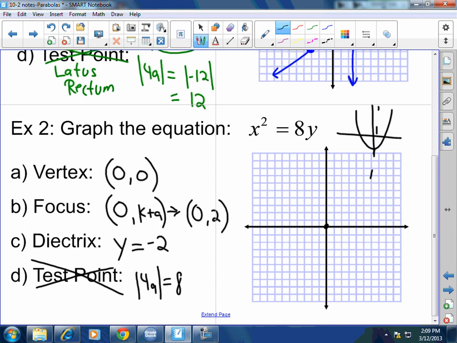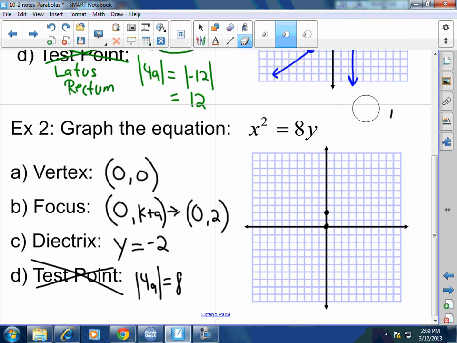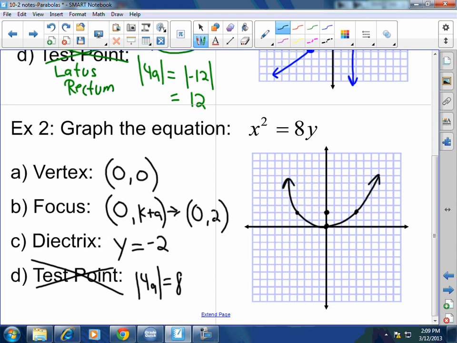So, now, I get my vertex, which is 0, 0, and my focus, which is 0, 2. You can tell already it's going to be pointing upwards, because whenever the focus is above the vertex, that's the way the parabola follows it. And then from this focal point, I'm going to go to the right 4, 1, 2, 3, 4, because it's half of the focal length, and 1, 2, 3, 4 to the left, and boom.